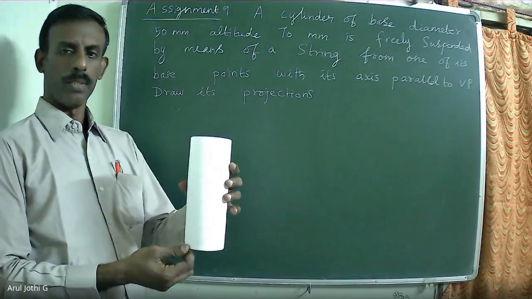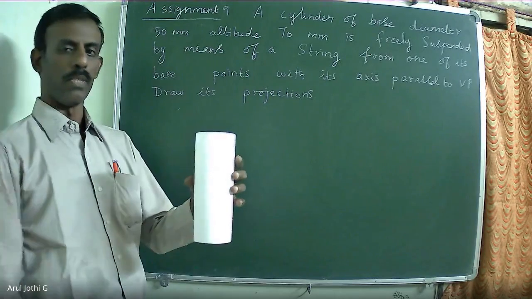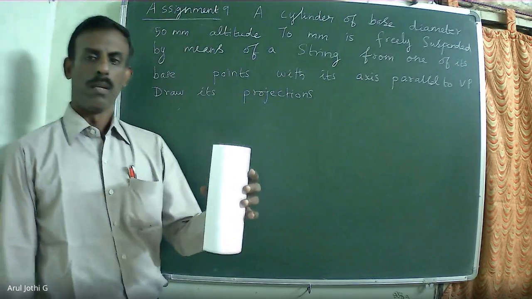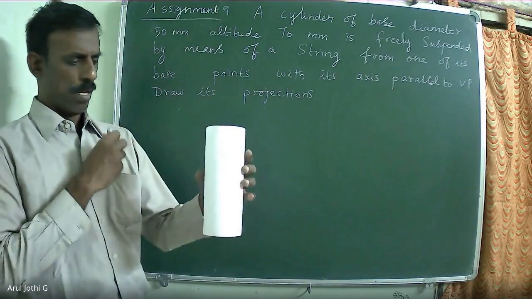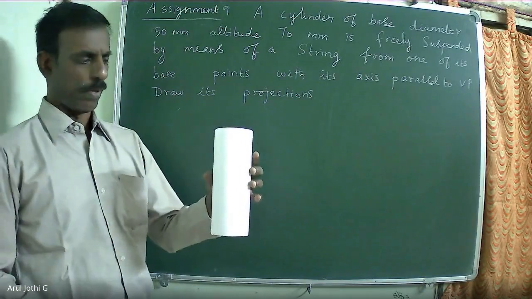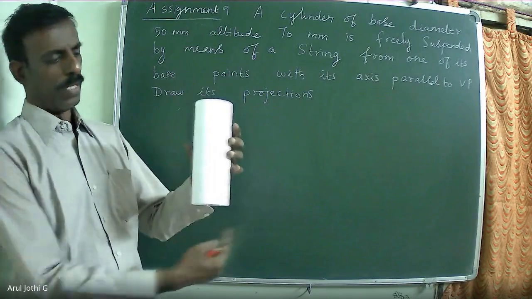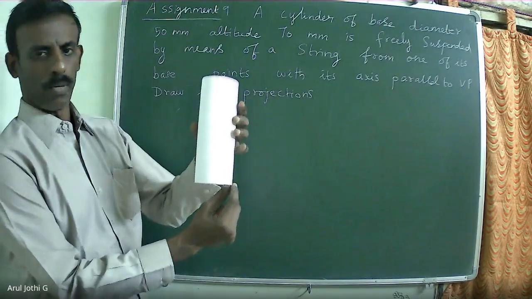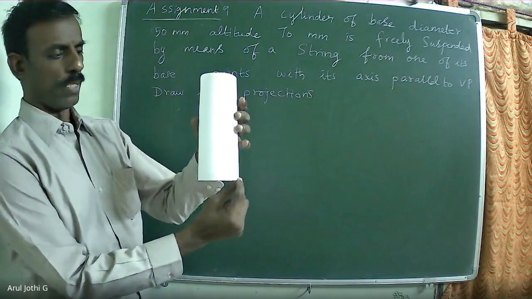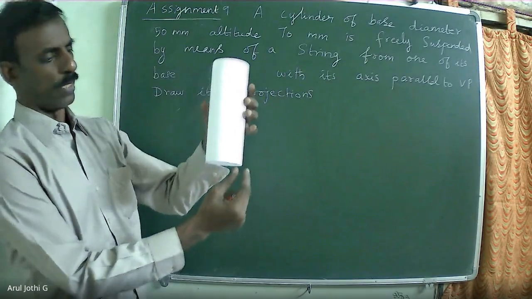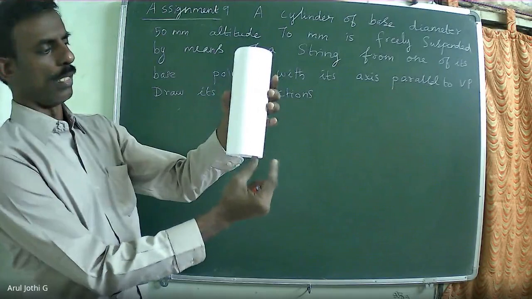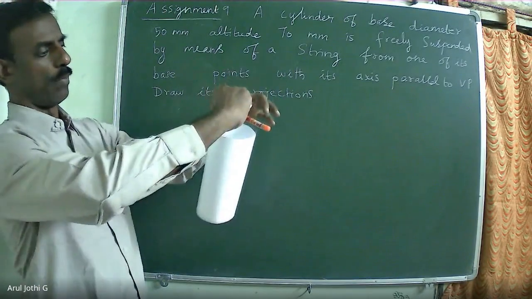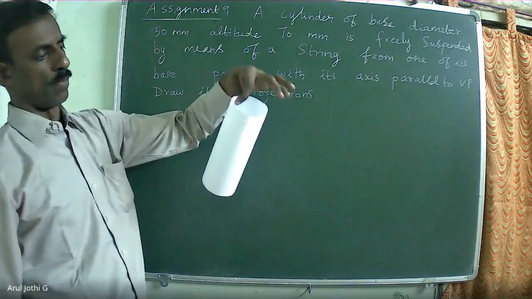Good morning, students. In this video lecture, we are going to see a freely suspended problem. What is a freely suspended problem? Now a cylinder is available. I'm going to tie one thread to one of the circumference points of the base. So when I suspend the object here, the object becomes like this.